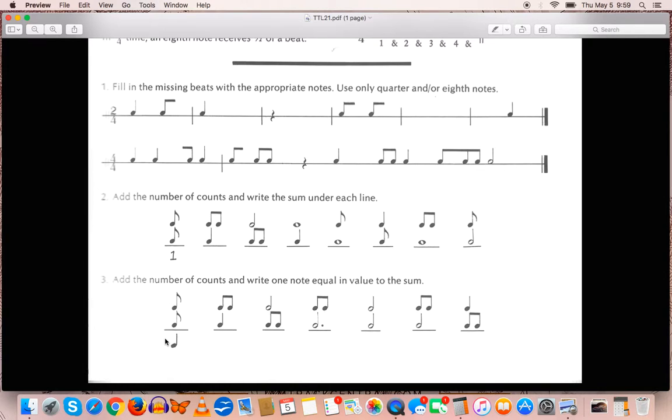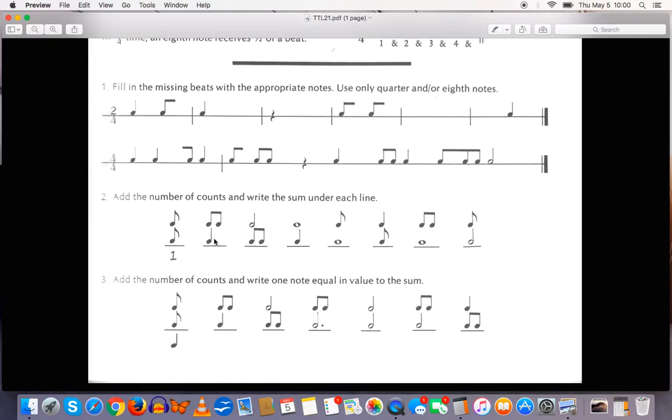Number 3, same thing, except now we're going to write 1 note for the sum. So instead of a number, write a note. So here we have 2 eighth notes. They equal 1 beat, so that's 1 quarter note. Okay. Some of these are kind of the same as the problems up here. Here we have 2 eighth notes, that's 1 beat in a bar of 4/4, and a quarter note here. So that's 2 beats. Okay, so you're going to write 1 note equivalent to 2 beats here. That would be a half note. All right, so go ahead, figure out the rest, and let me know if you have any questions.